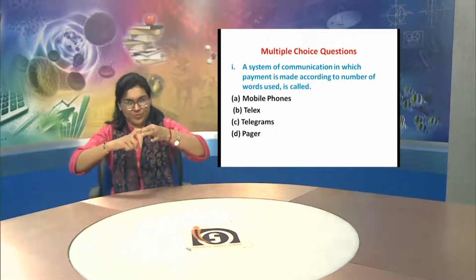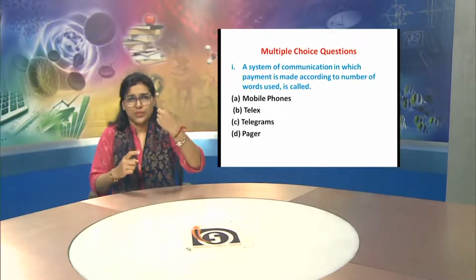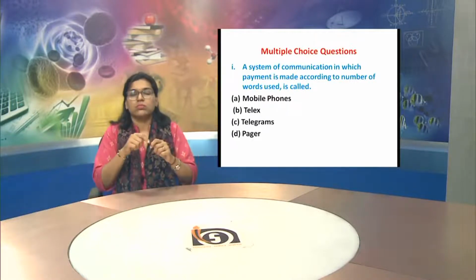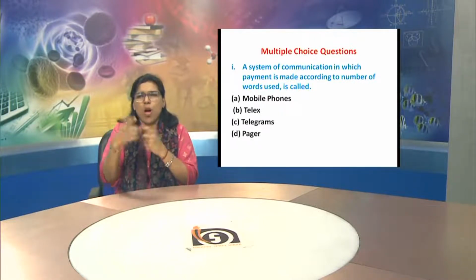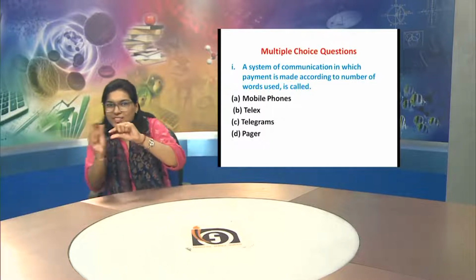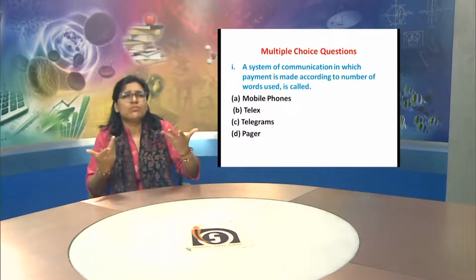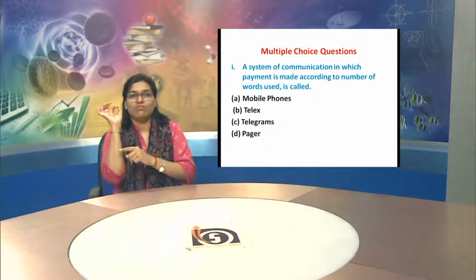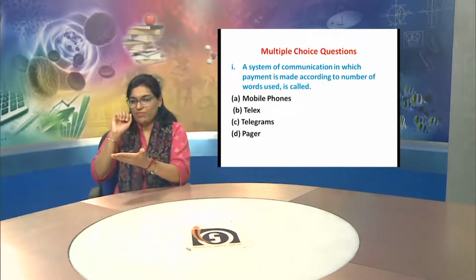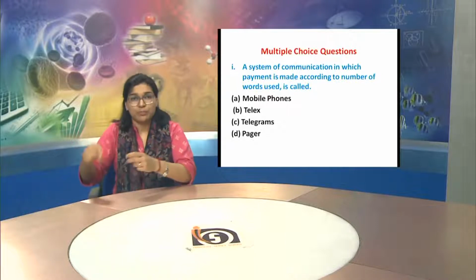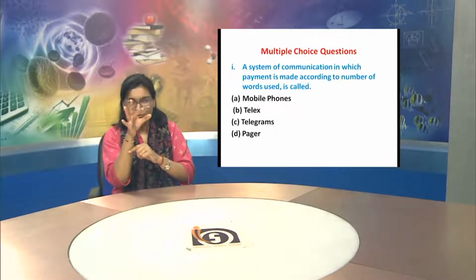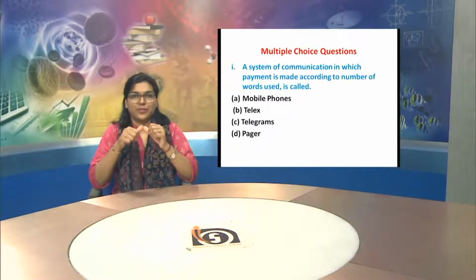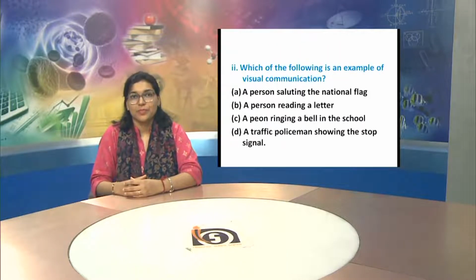Now, MCQs. Question 1. A system of communication in which payment is made according to the number of words used is called: mobile phones, telex, telegram, pager.